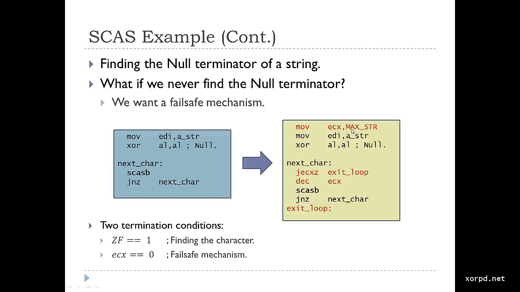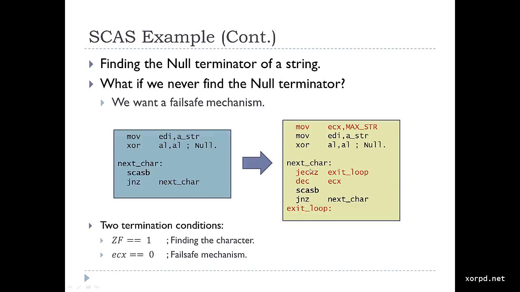We first move the value max_star into ECX. This is the first modification. Max_star is going to represent the maximum size of a string that we are willing to handle. Mov ECX, max_star. Max_star stands for the maximum amount of bytes that we are willing to handle, or maybe the maximum amount of bytes in a string.